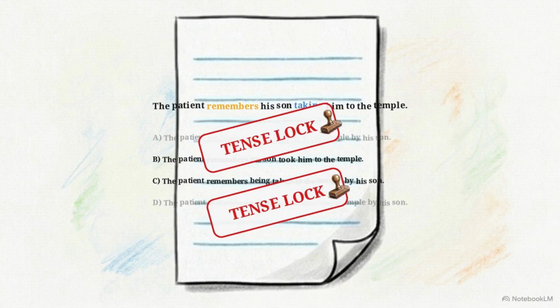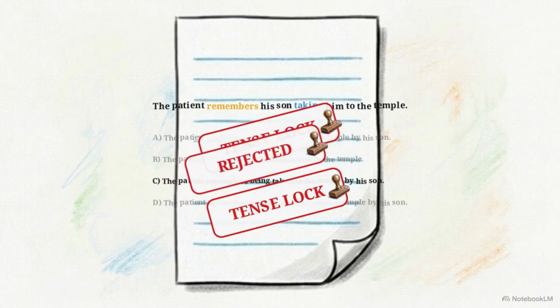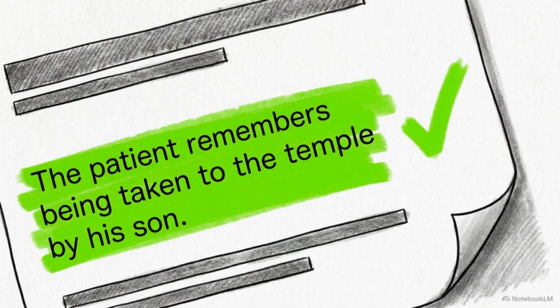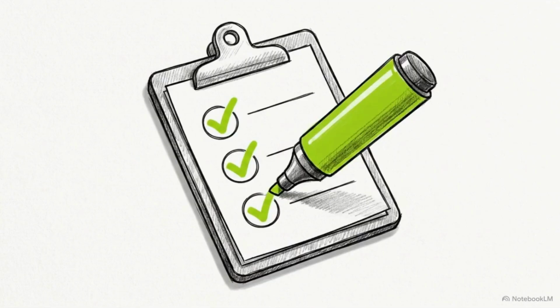Next, we look for the continuous ing verb taking. We know the passive version must include the word being. Only one remaining option follows this requirement. The correct answer is, the patient remembers being taken to the temple by his son. Using this visual checklist makes finding the right answer a logical result of the process.